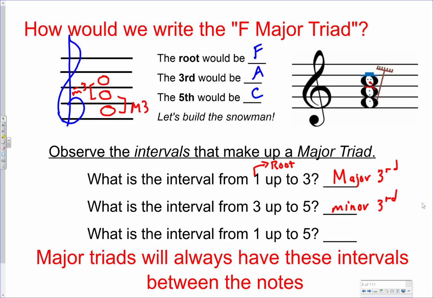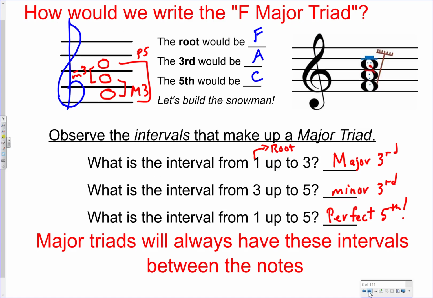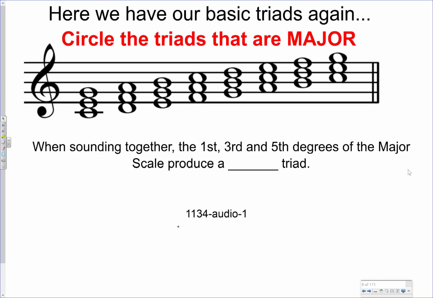What is the interval from the root up to the fifth? That appears to be a perfect fifth. It's important to note that major triads will always have these intervals between the notes. So here we have our basic triads again. What we need to do now is circle the triads that are only major.